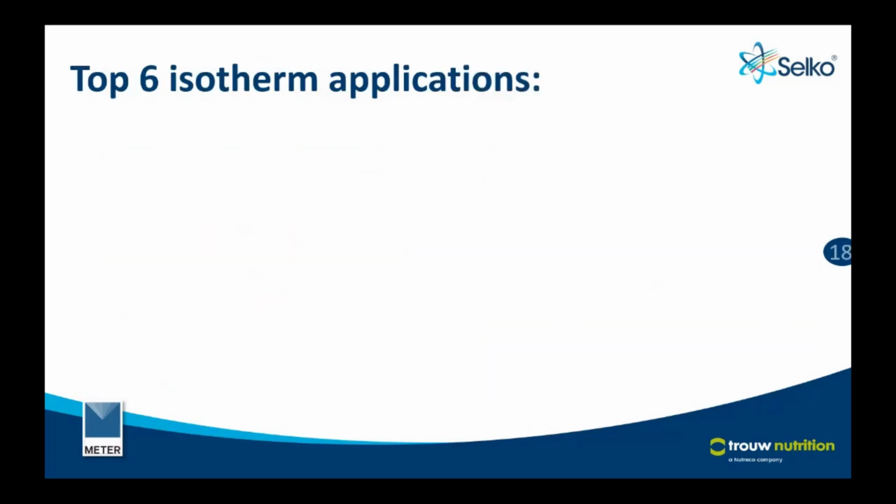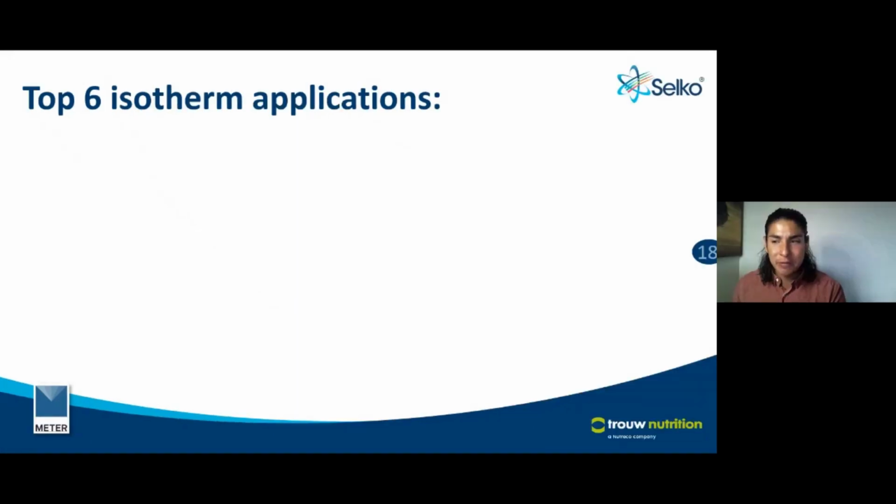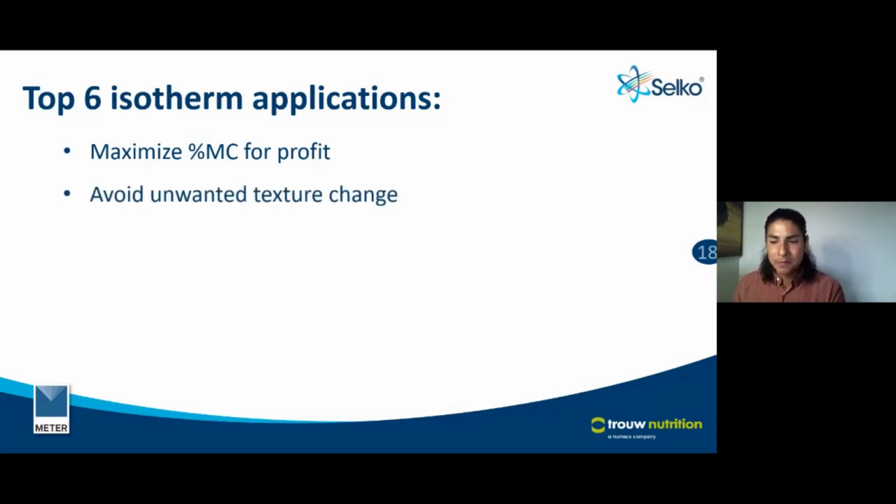Now, if I had to name the top 6 isotherm applications, generally this is used in R&D teams, and I tried to summarize it into 6 different points. The first one is maximizing moisture content for profit. By having that moisture map, you can understand exactly how much moisture can be in that product while maintaining the safety and the quality that you're after.